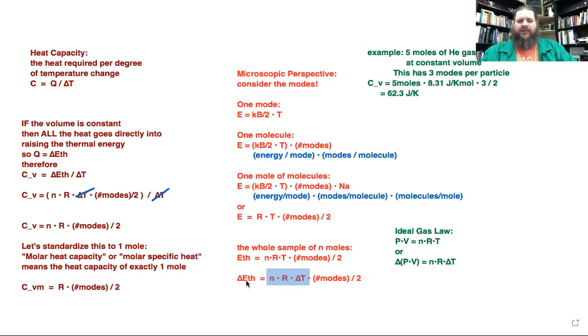And keep in mind, this only works for a gas. The formula we have so far, N times R times delta T times number of modes over 2, works for any substance in any phase. But if it's a gas, we can make this convenient substitution and say delta E thermal equals delta P times V times number of modes over 2. So this is an alternative formula for delta E thermal that we can use for any ideal gas. And one of the really convenient things about that, we now have a formula for delta E thermal that doesn't have what variable? What variable doesn't show up here anymore at all?